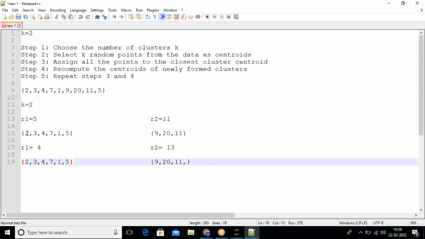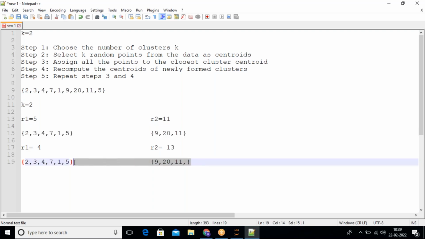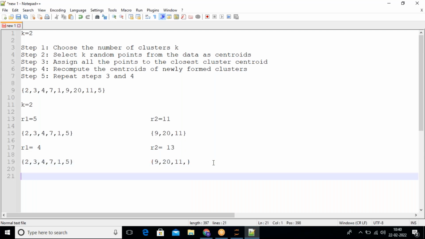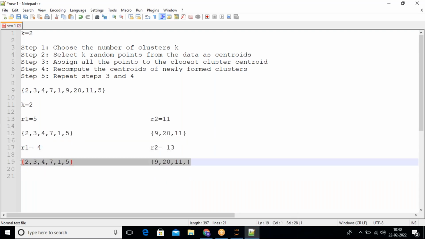Now we can see that we are getting the same clusters twice. The cluster is getting repeated. That means, will we continue? No, sir, we will stop here, because we are getting two similar clusters. That means our clustering is done.